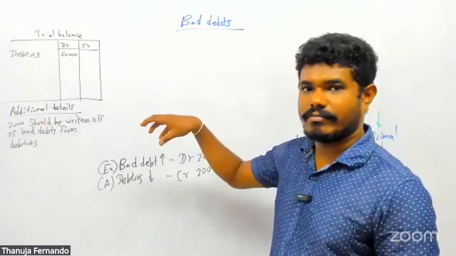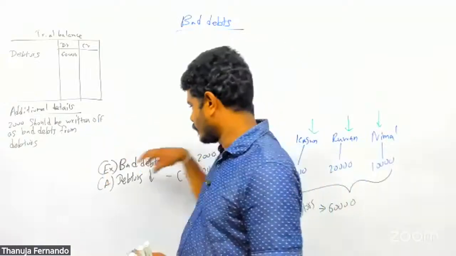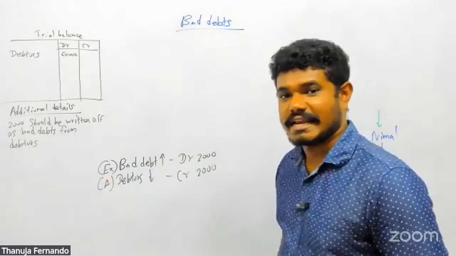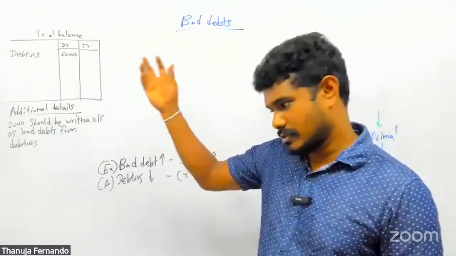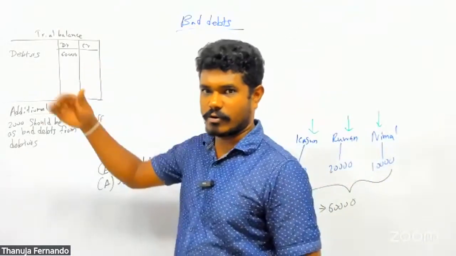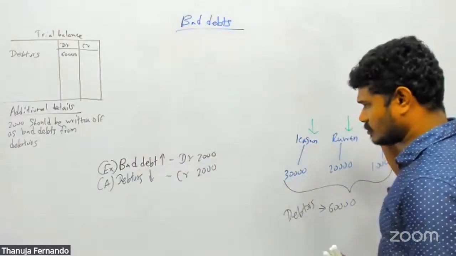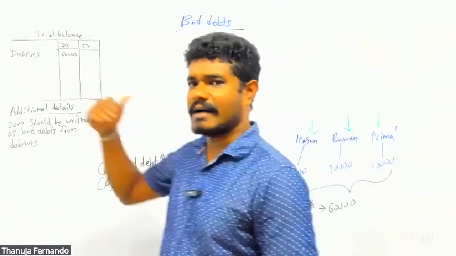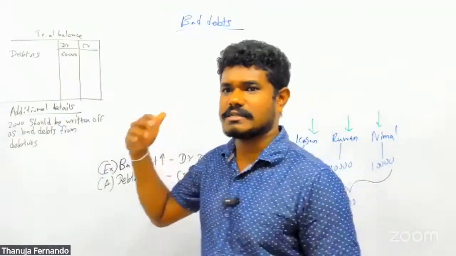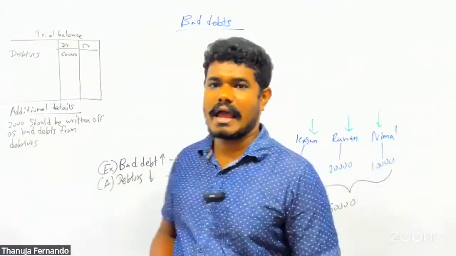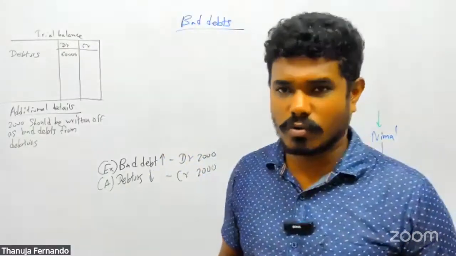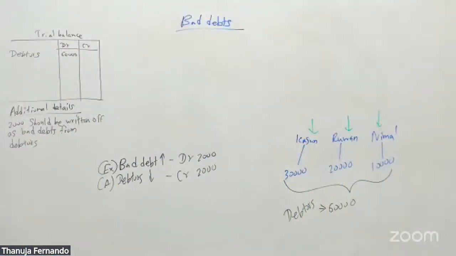So always, when a bad debt occurs, it is an expense increasing, debit, and we have to deduct that amount from debtors, because we know that we can't recover it from debtors. So it's useless to maintain them as debtors anymore, because we are unable to collect it, right?